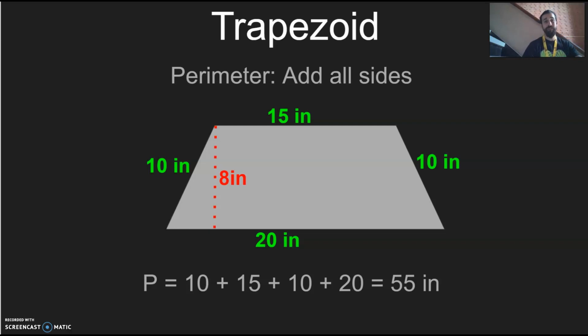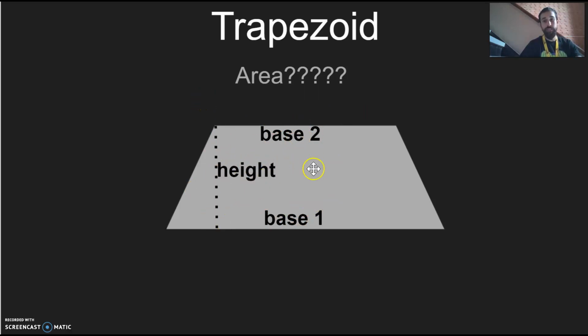The hard part now is finding the area. I know we talked about it on Monday, but it's really difficult to find the area for 6th graders. So what I want to focus on are 3 pieces of information. Those 3 pieces of information are the 2 bases, so the bottom base and the top base, and the height. Those are the 3 key pieces of information that you need in order to find the area of a trapezoid.